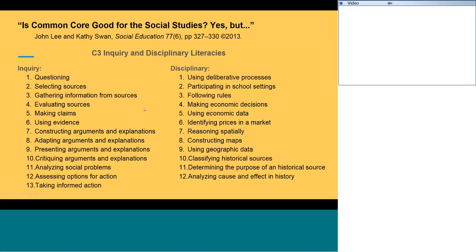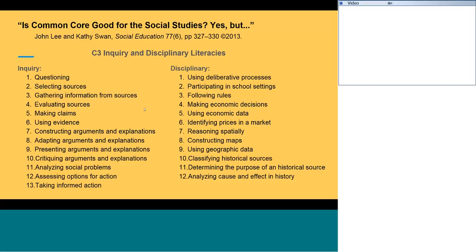When we began our inquiry into how inquiry in social studies works, one of the articles we began with was written by John Lee and Kathy Swan in 2013, explaining how the Common Core was good for the social studies, but did not go far enough when defining competencies needed for career, college, and civic life.